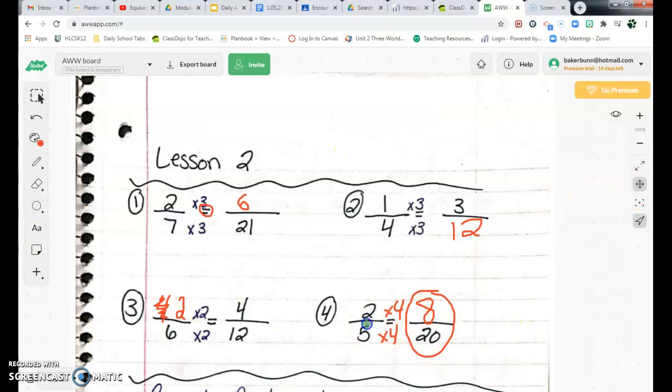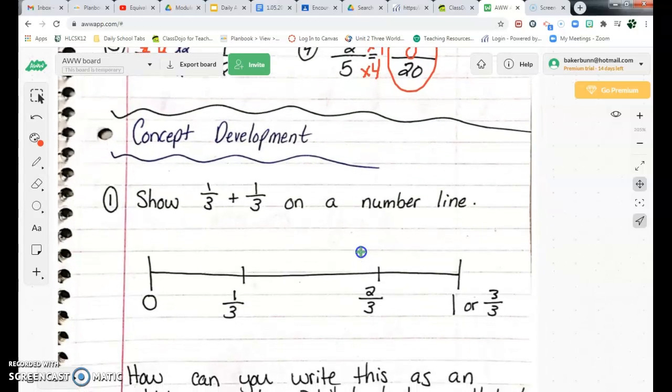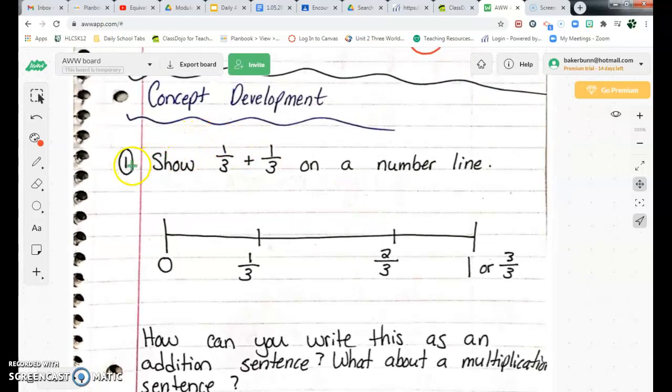All right? Now moving down to our concept development, I'd like you guys to write this down. You do not have to write down these questions right here. We're just going to be answering those questions by talking about it. But I would like you to write down concept development. I would like you to write down this, and I'd like you to write down the number line. Feel free to hit pause if you need more time. But today we're going to be working on adding fractions and showing how those look on a number line, in an addition problem, and in a multiplication problem. We're going to be doing it 3 different ways today. So again, go ahead and feel free to pause this if you need more time. But I'm just going to go ahead and get started.